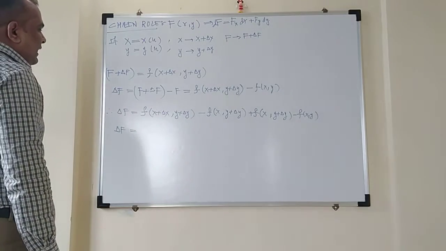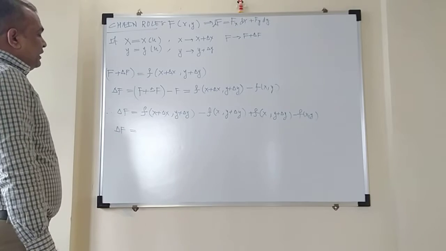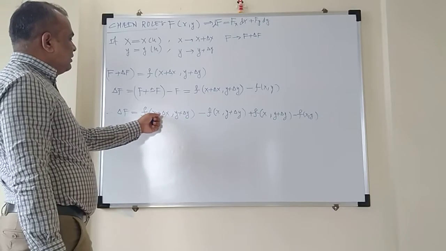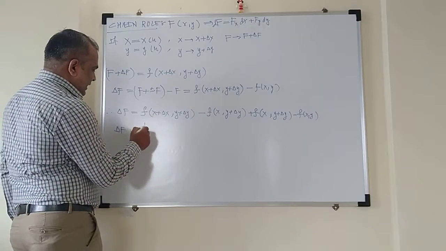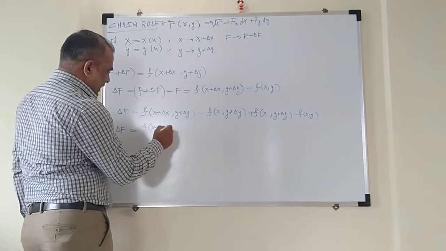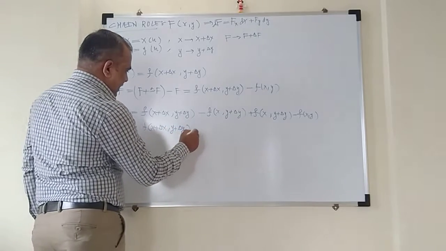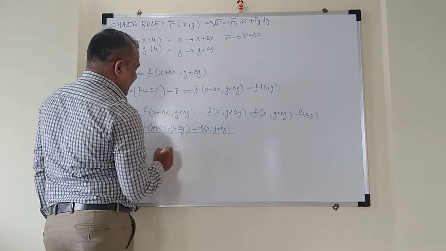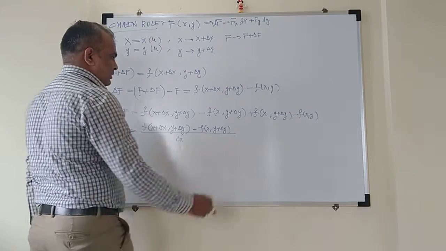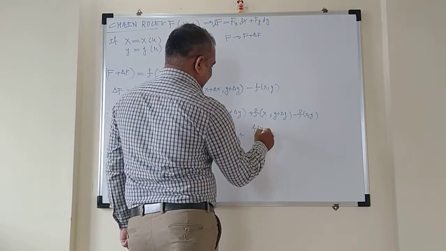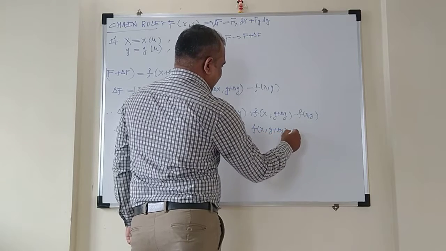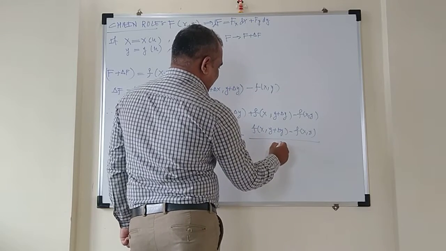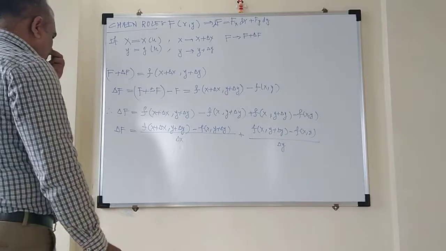And to get the partial derivative more clearly, we need to divide by the term which changes. In the first term your x variable changes, therefore I can write f of x plus delta x, y plus delta y minus f of x, y plus delta y, divided by delta x, plus f of x, y plus delta y minus f of x, y, divided by, now the y variable is changing, therefore delta y.